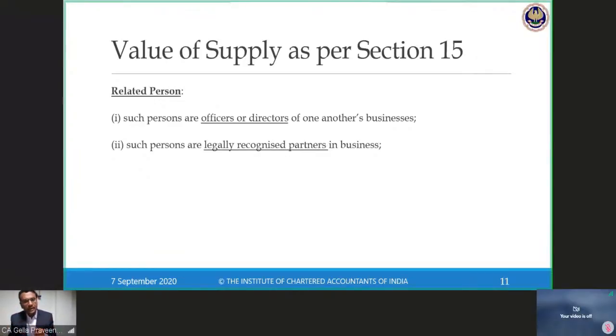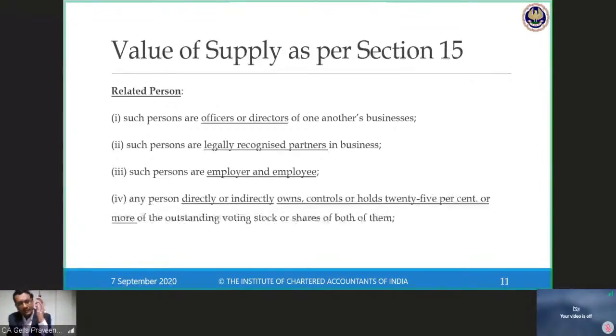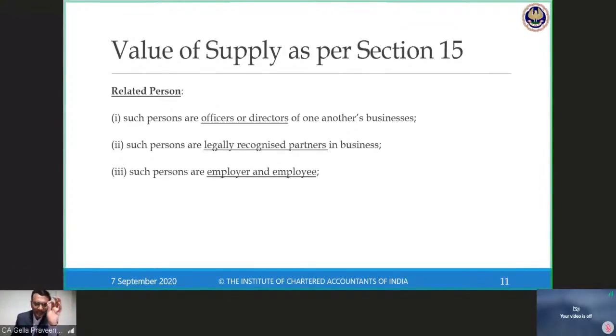Now further, who are related parties? Such persons are employer and employee. A very beautiful point of litigation, employer-employee. I'll spend a minute here to say, if there is a transaction between employer and employee, sir, is there a transaction other than salary?